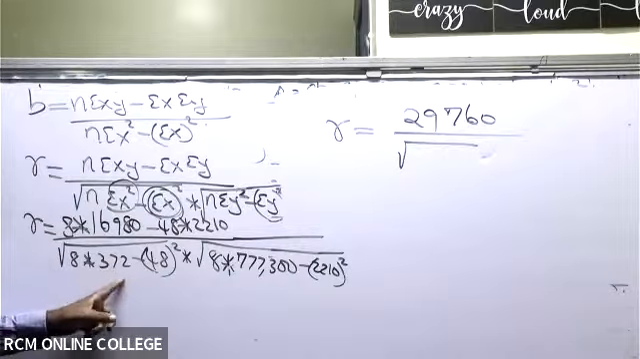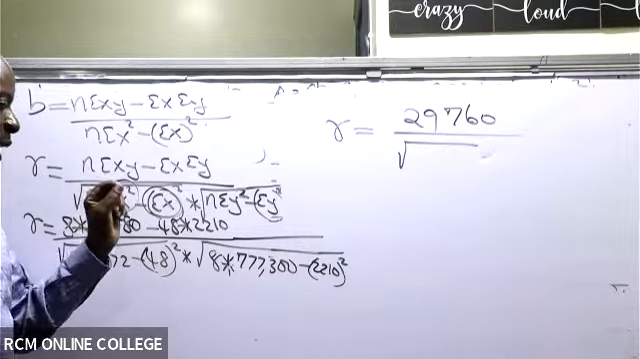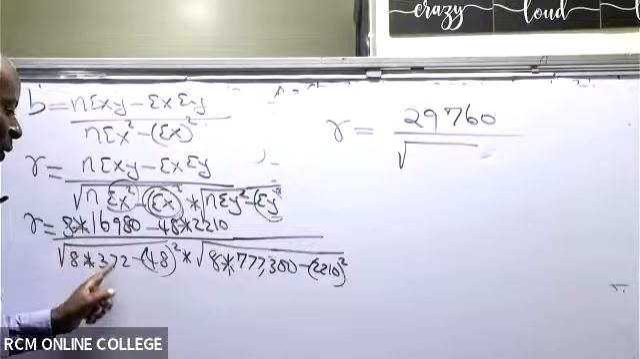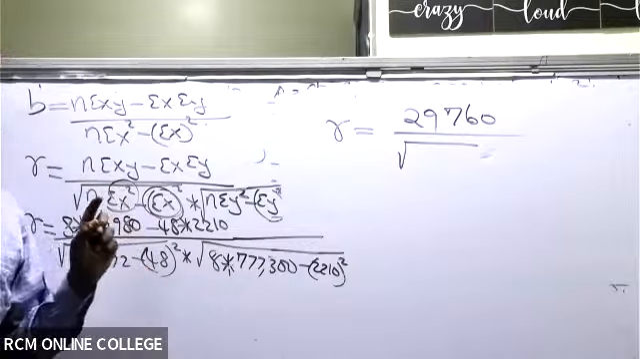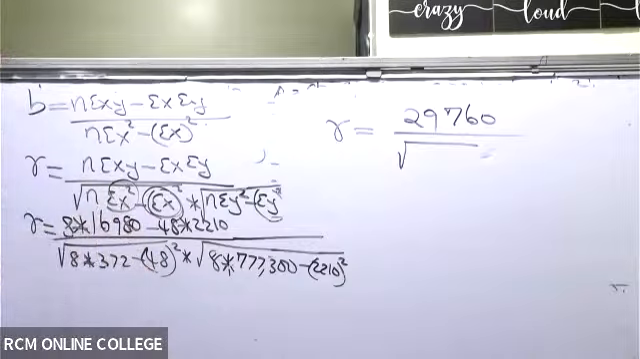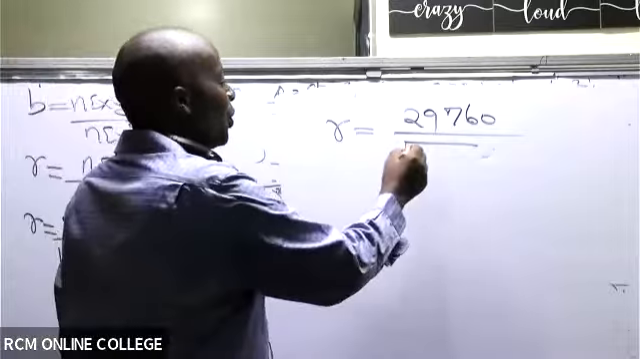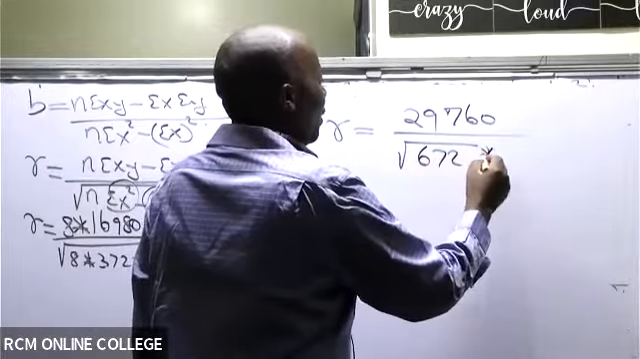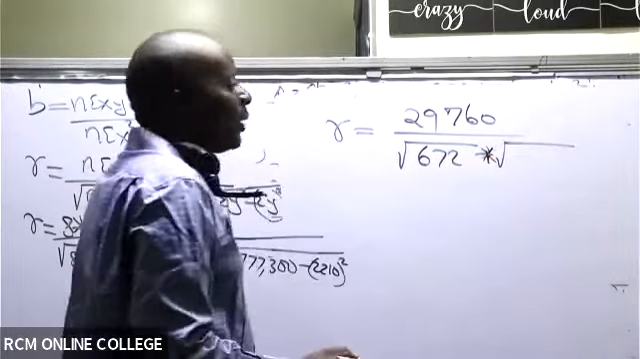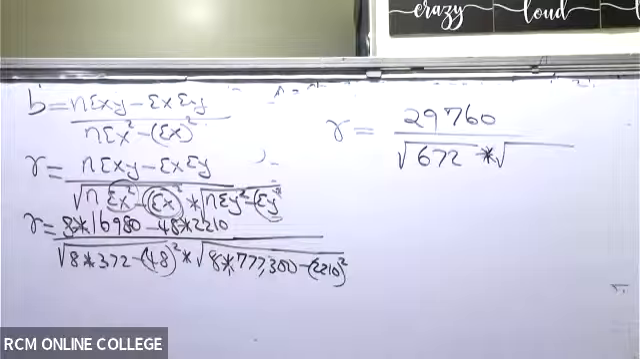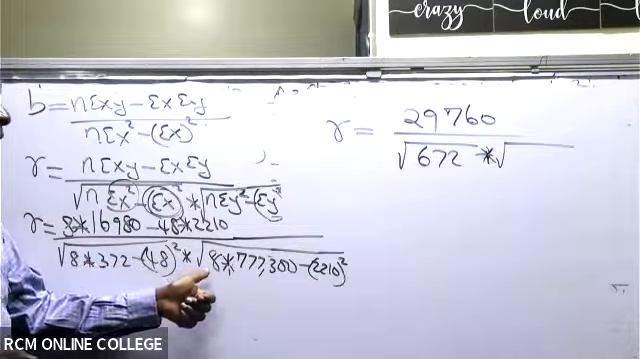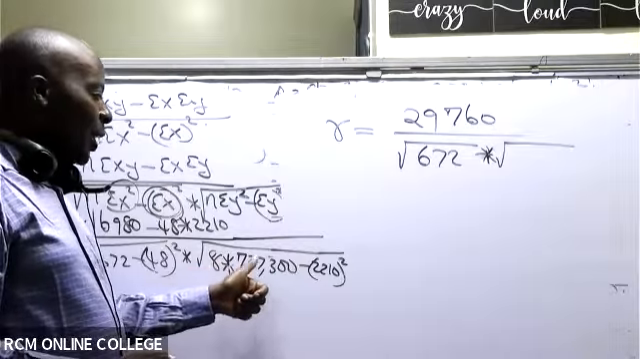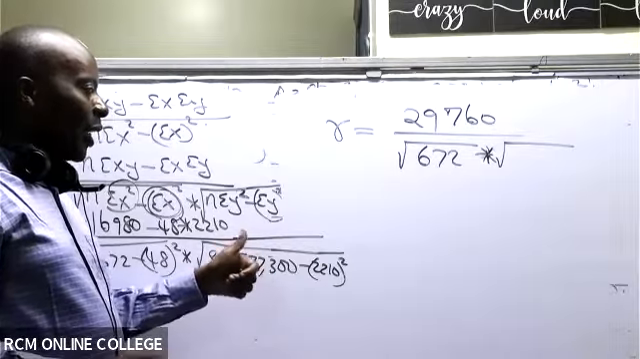8 times 372 minus 48 squared. Don't take the square root. I just want you to say 8 times 372 minus 48 squared. So according to Rispa, very aggressive, she's getting 672. Is there somebody else who is able to confirm that 672? Kevo has confirmed. Thank you, Kevo. So then here we now have 8 times 777,300 minus 2210 squared.